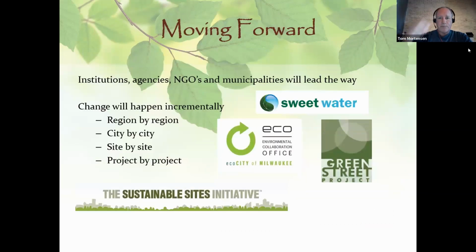So moving forward, these things are incremental in change, region by region, city by city. I think NGOs and municipalities really have led the way, but I'm seeing more and more private development implementing these strategies, which is a good thing compared to even 15 years ago, 10 years ago. We're seeing more and more incentives through grant funding for private development to implement green infrastructure and stormwater features in a more robust but natural way.